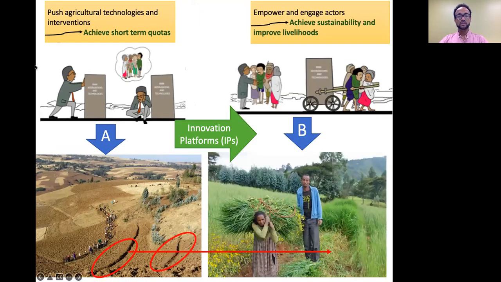you here that we are looking at theories which say pushing technologies is not successful, but engaging and empowering farmers can help us at least achieve sustainability and improve livelihoods, because system A is used mostly to achieve short-term quotas, such as the government's ambitious plan of building soil bunds in kilometers. But system B is more about creating a sustainable environment for farmers and for other stakeholders. So I will explain how we did this.